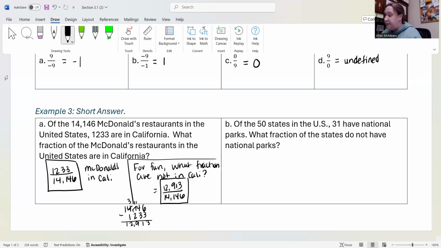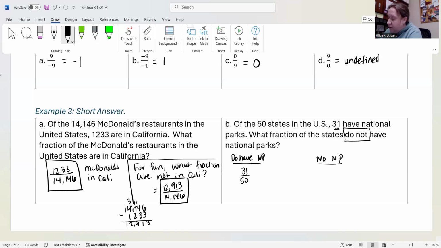All right, let's look at part B. So of the 50 states in the US, 31 have national parks. What fraction of the states do not have national parks? Read these questions carefully. So the ones that do have national parks, that's easy. We know there are 50 states, and we're told flat out 31 of the states have national parks. But we want to know what fraction don't have national parks. So we're going to put no national parks. Well, we got to do a little bit of work there.